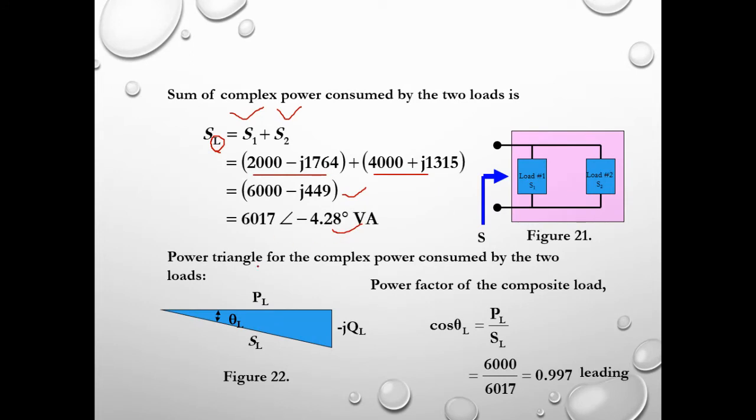The power triangle for the complex power consumed by the two loads has PL, jQL and SL. Here this is SL, and we have PL, which is 6000, as well as QL. And this angle is theta L.